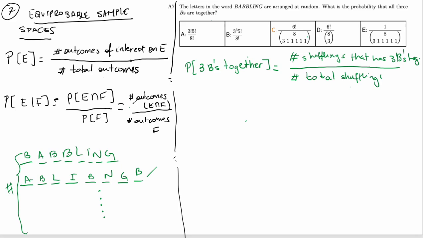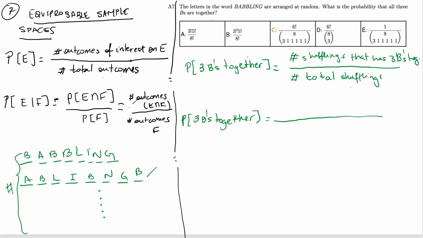We go back to midterm 1. Usually I like to start with the denominator because the denominator is the total number of things. There is no restriction, and it's usually easier to calculate. So this probability here of 3 B's together, let's calculate first the denominator, the number of total shufflings.